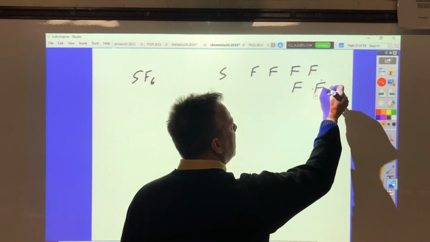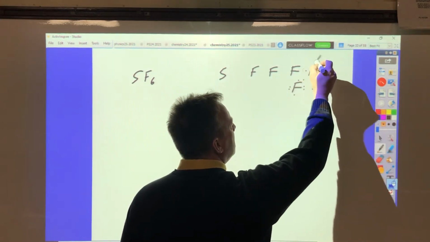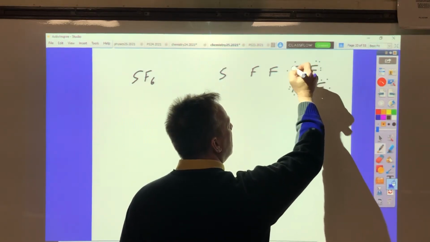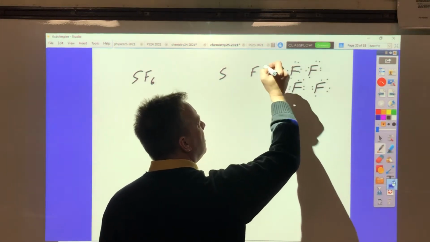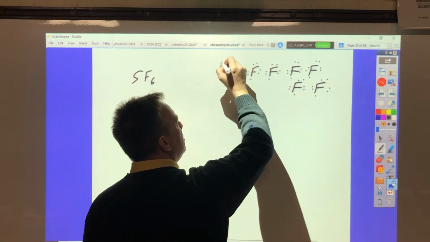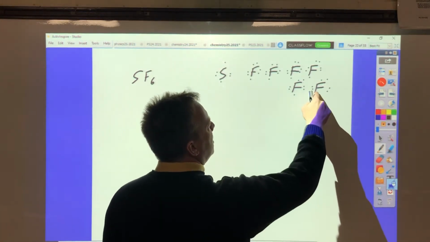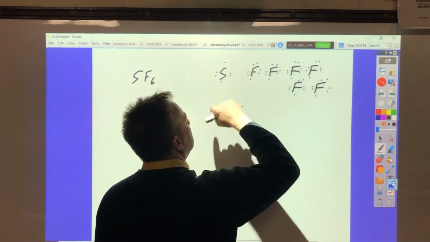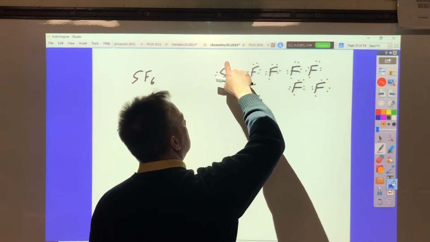7 valence electrons on each fluorine, six fluorines, and sulfur has 6. I have these jammed too close together. So 7 times 6 is 42, 44, 46, 48.